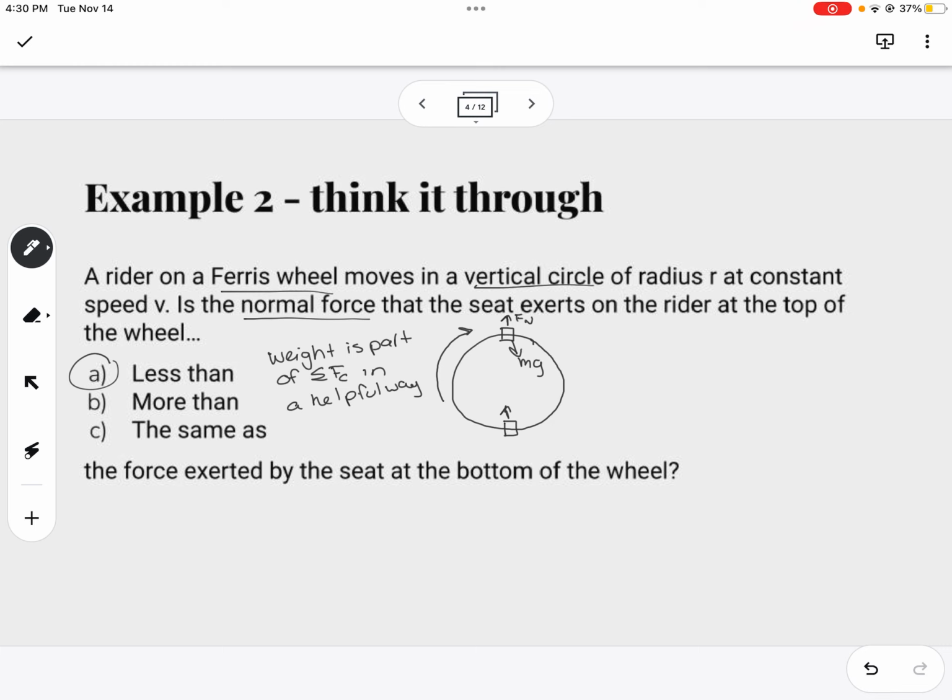At the bottom, normal force would be pointing up, and your weight would still be pointing down. So it kind of swaps a little bit. At the top, gravity is kind of keeping you in your circle. At the bottom, your normal force is kind of keeping you in the circle. So at the top, your normal force would be less than the force exerted by the seat at the bottom of the wheel.